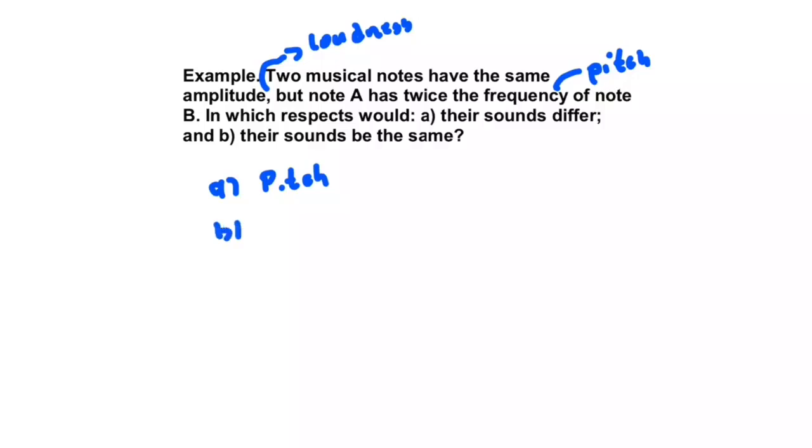And then, in which respects will their sounds be the same? They're going to be the same in terms of loudness because we have the same amplitude. So amplitude, loudness, frequency, pitch. This is a type of question you would usually expect in a multiple choice. So let's make sure that we familiarize ourselves with the characteristics of sound waves: pitch, loudness, and tone. Let's move to the following aspect.